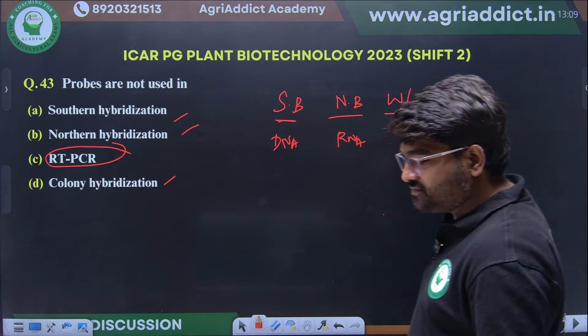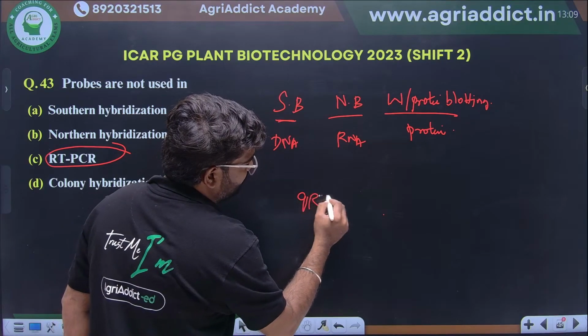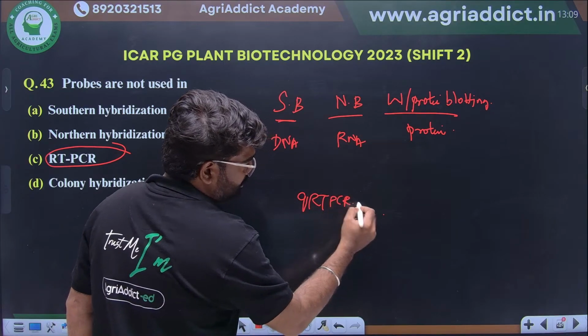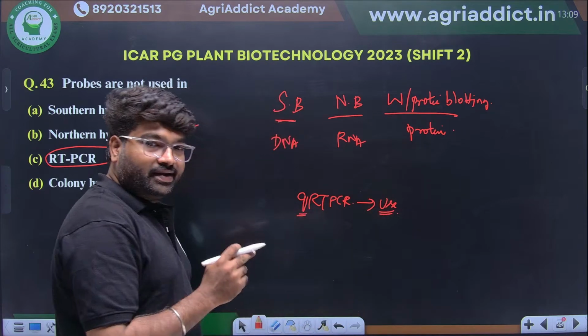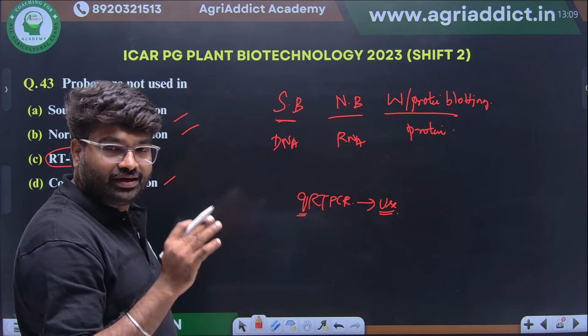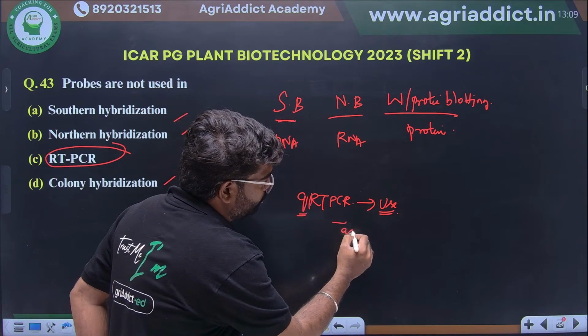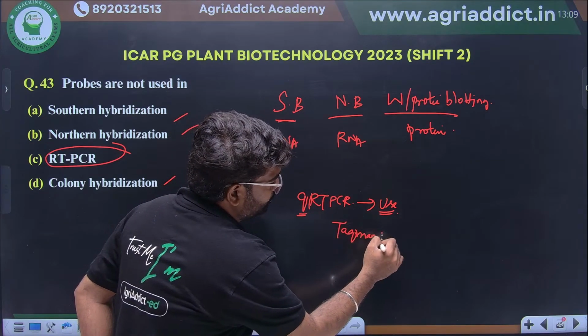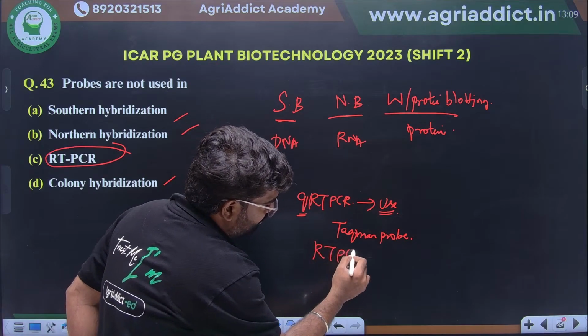If they have given qRT-PCR, here we will use probes. In quantitative real-time PCR, we will use probes. What probes will we use? TaqMan probes. But in RT-PCR, we will not use probes.